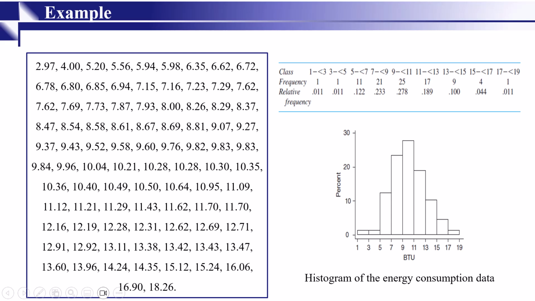So here is our data set. We have made some classes: 1 to 3, 3 to 5, 5 to 7, 7 to 9, 9 to 11, 11 to 13, 13 to 15, 15 to 17, and so on. These are our classes, or intervals. Then we count. Between 1 and 3, how many do we have? We have only 1, I think. Then we count for 3 to 5, you can see this one. From 5 to 7, we count 1, 2, 3, 4, 5, 6, 7, 8, 9, 10, 11.